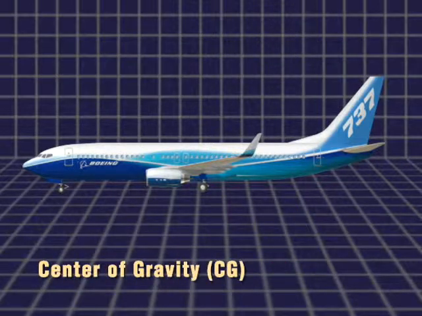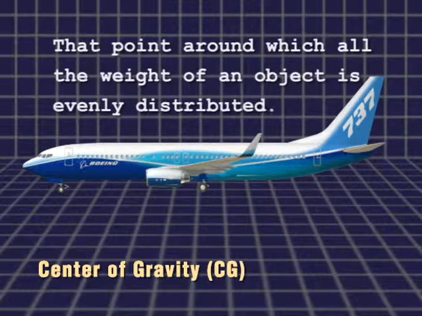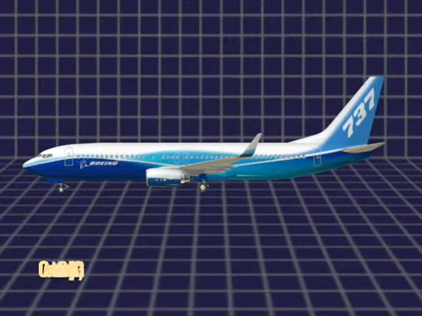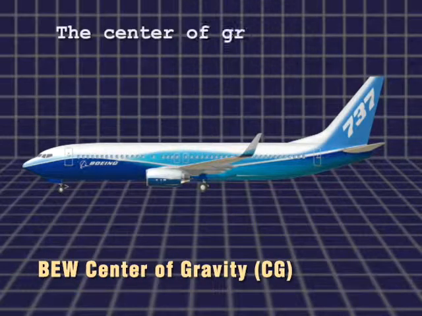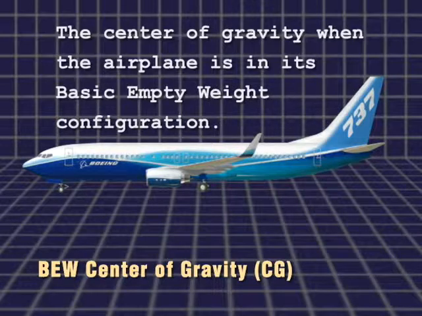The center of gravity, or CG, of any object can be defined as that point around which all of the weight of that object is evenly distributed, or all of the forces of gravity are in balance. The location of an airplane CG affects how the airplane responds to control inputs, how it flies, and how the load in the airplane is carried by the airplane structure. The basic empty weight CG is the CG of the airplane when it is in its basic empty configuration, that is, minus those items that are likely to change from flight to flight.